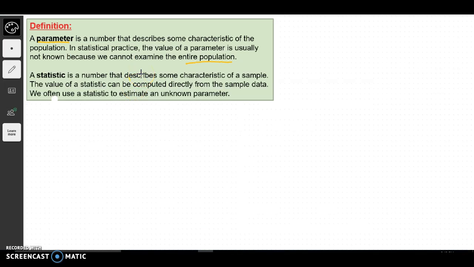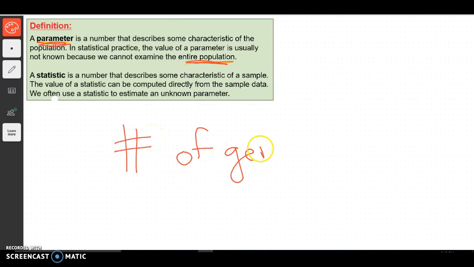So here's the first thing. We're going to talk about these two definitions. The first one is parameter. A parameter is essentially the entire population. Now, a lot of times that's unknown. So in our tank example, the number of German tanks was our population. We didn't know how many total tanks we had, and that's what we were trying to figure out.